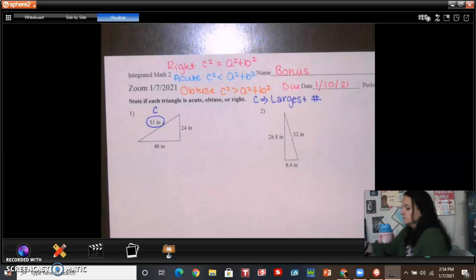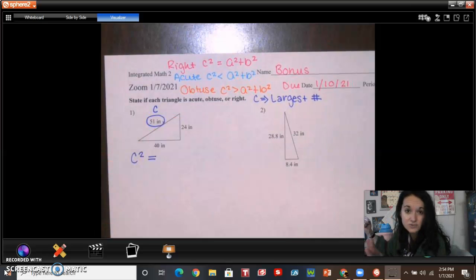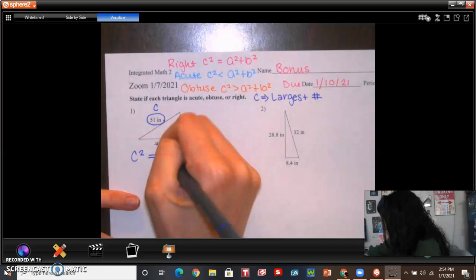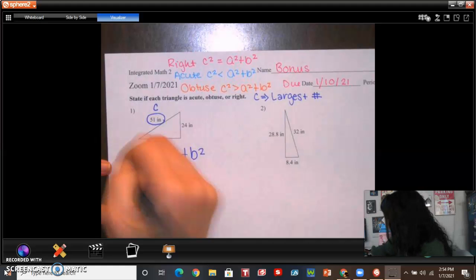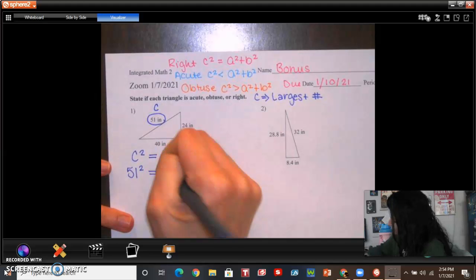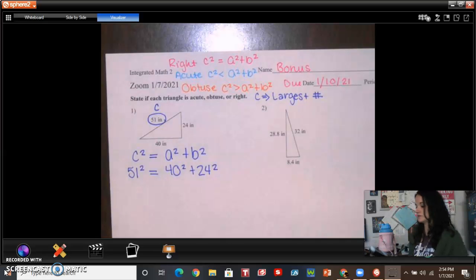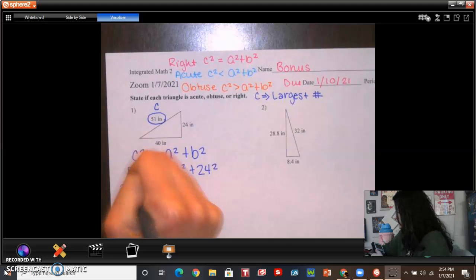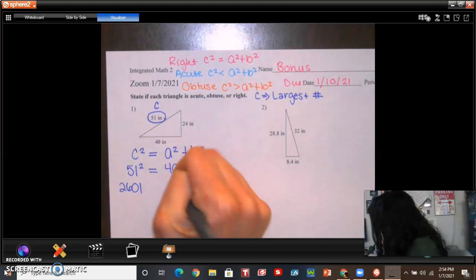Okay. So I'm going to use c squared, and then I'm going to put equals because I don't really know if it is or isn't, a squared plus b squared. So my c is going to be 51. So I have 51 squared may be equal to 40 squared plus 24 squared. And then you just use your calculator. 51 squared is 2601. And 40 squared plus 24 squared, you can type it all in at once, is 2176.